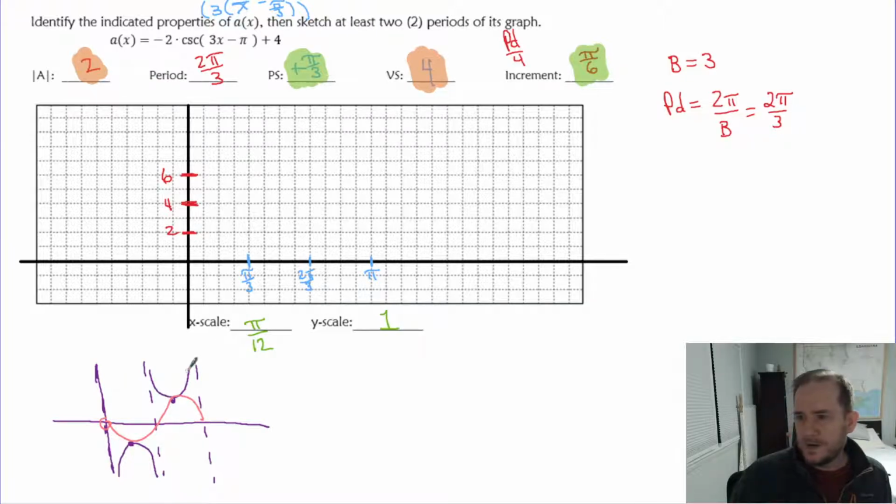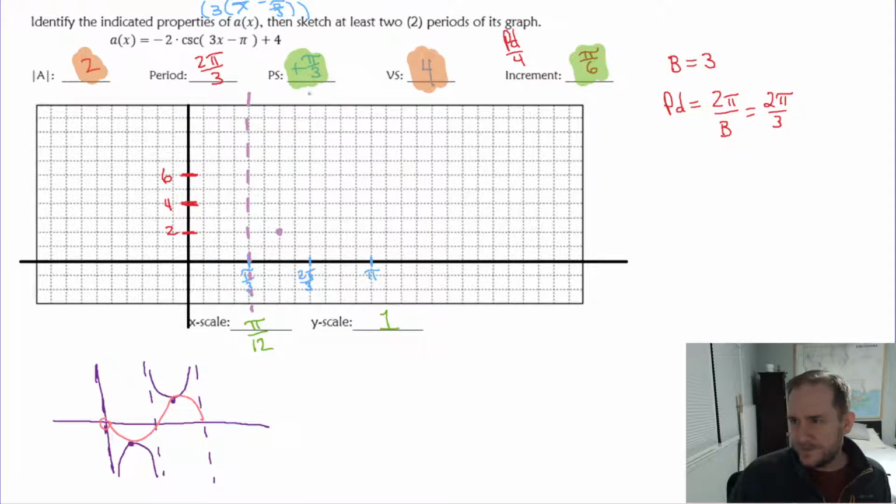So I think we just decided that there's going to be an asymptote here. And then our increment is 2 boxes. It's going to be 2 pi over 12s. So we'll go over by 2. And like we just said, we're going to want to be down below the midline. So we'll be here and we'll be here on the y equals 2 line.